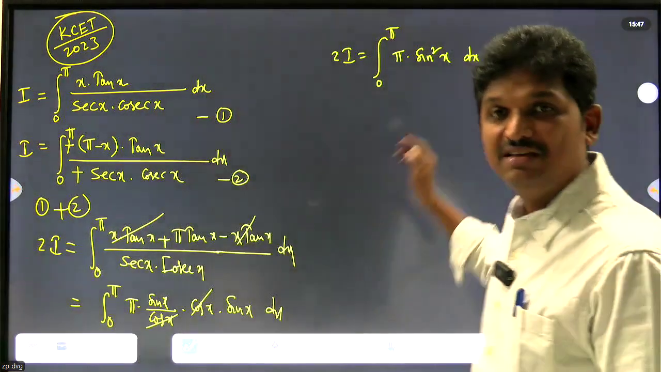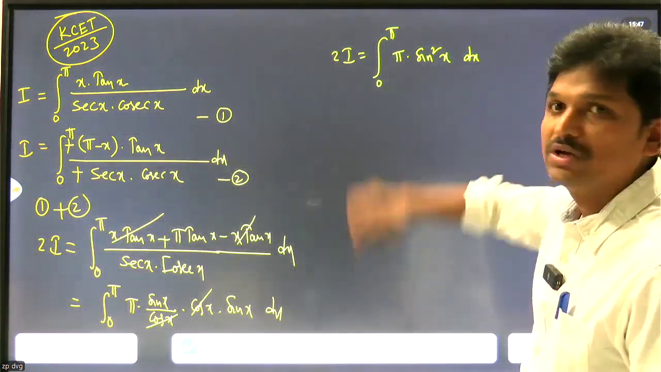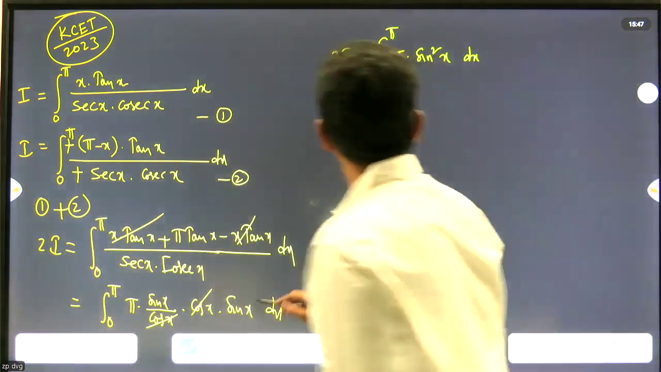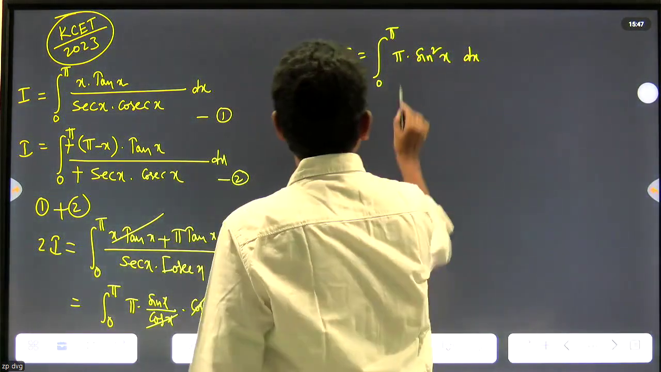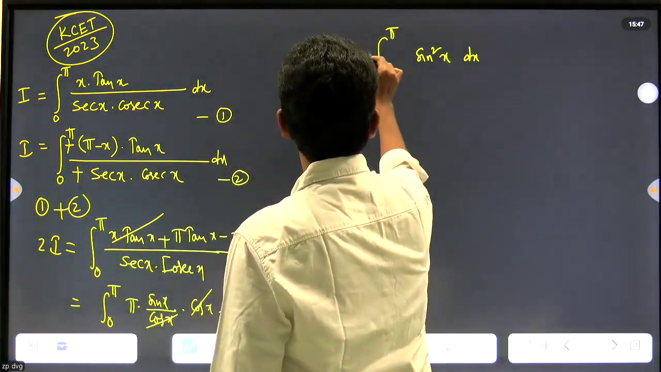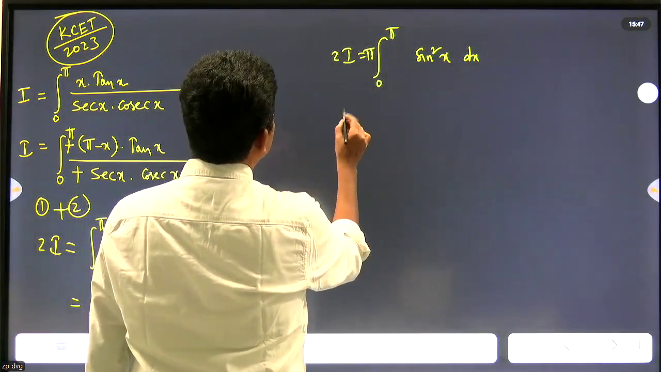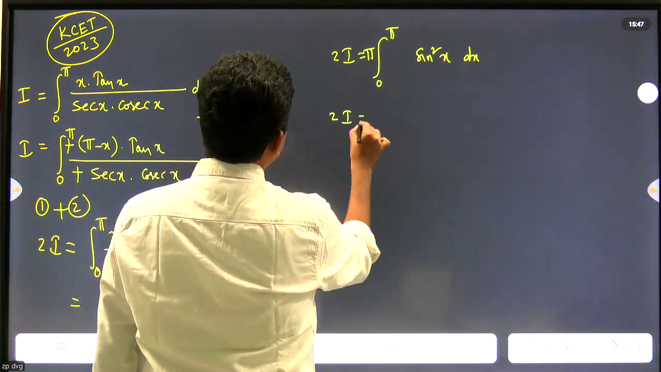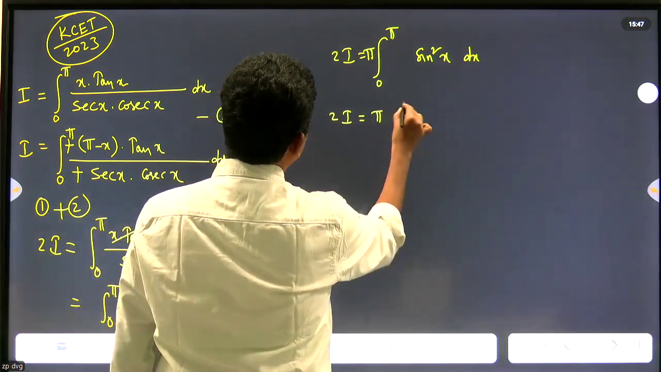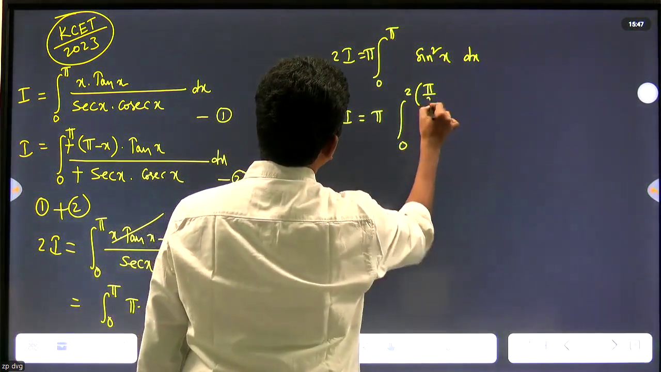We have formula for sin square x, 1 minus cos 2x by 2. That is the one method. Or else again, you can use the definite integral formula. This pi is there, na? That I'll write as it is a constant. I'll take outside the integral. It is a bit difficult. Please try to understand this. 0 to pi is there, na? This pi can be written as 2 into pi by 2.